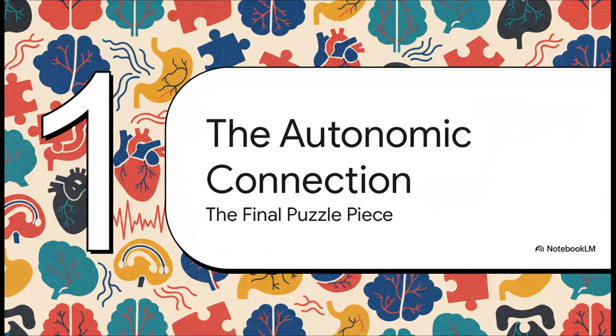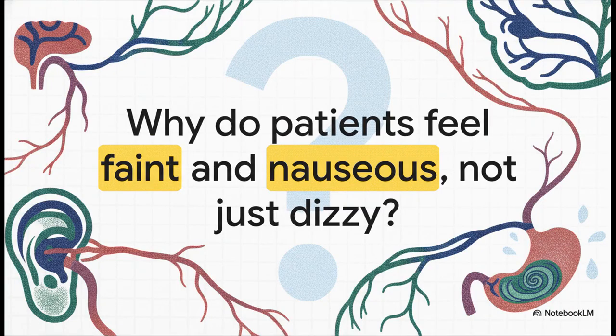So let's kick things off with that one piece of the puzzle that honestly explains some of the most distressing symptoms our patients face, that powerful, undeniable link between the vestibular and the autonomic systems. I mean, this is the classic question, isn't it? Your patient comes in and sure, the vertigo is bad, but it's the overwhelming nausea, that feeling of faintness, the cold sweat, that's what's really debilitating. So where does all that systemic stuff come from?